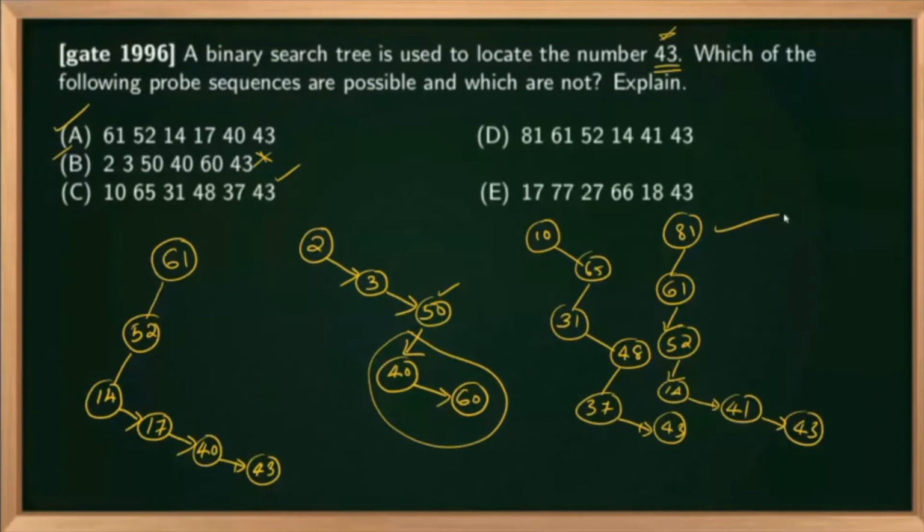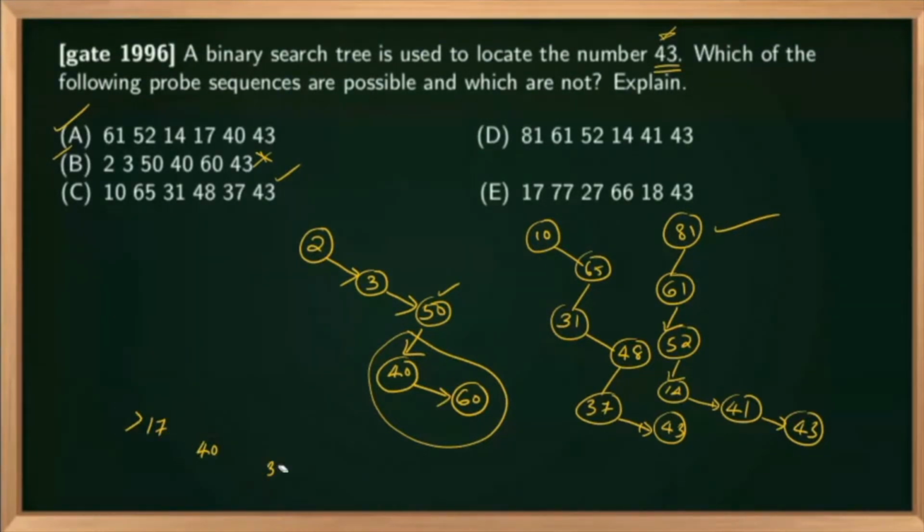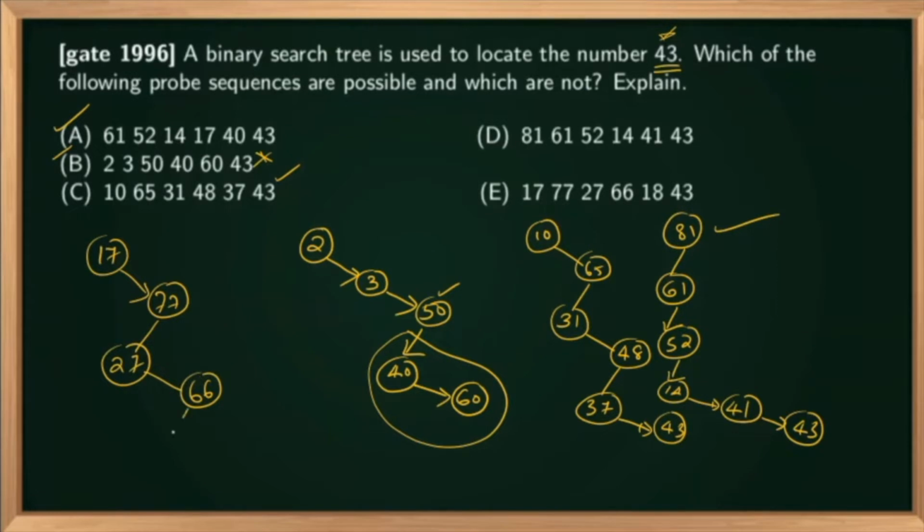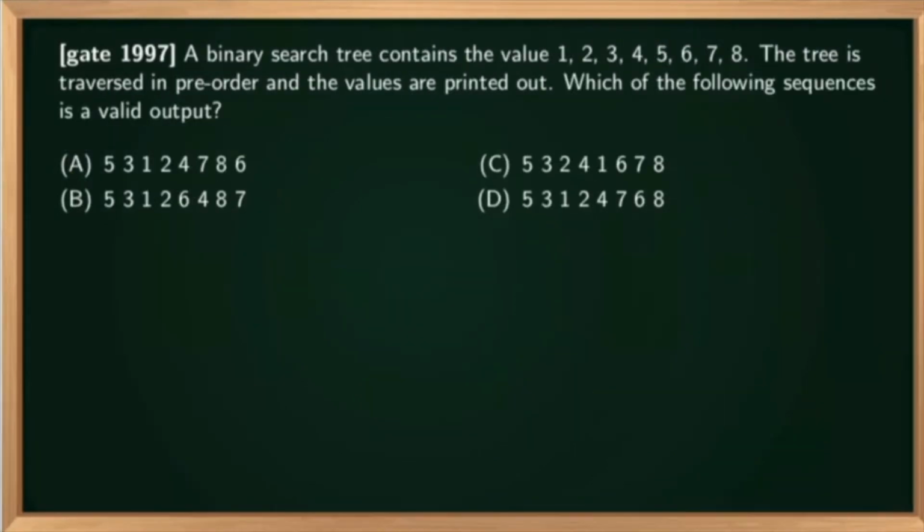Right? Then the last choice, that is E. You are starting with 17, then we go right to 77. Then we go left to 27. Then we go right to 66. Then we go left to 18. Here there is a problem because on the right side of 27, all the nodes should have values greater than 27, but we have 18, right? That is less than 27. Choice E is wrong.